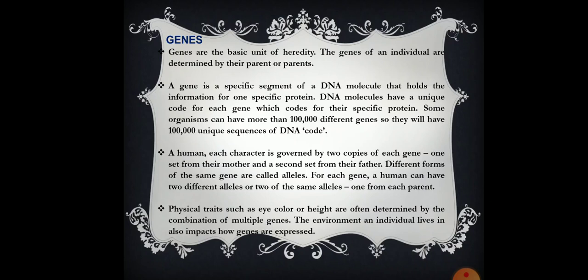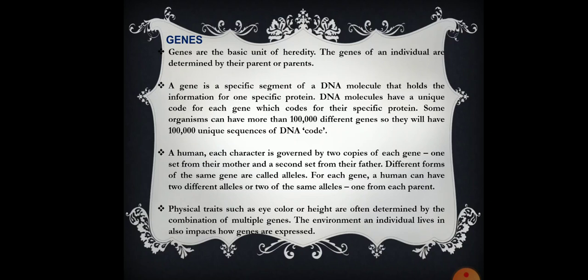So a gene is a specific segment of DNA molecule that holds the information for one specific protein, and these DNA molecules have a unique code for each gene which codes for their specific protein. So the number of proteins or the number of codes that this DNA contains varies, like some organisms may have around 10,000 or say about 1 lakh unique codes that are embedded in it.